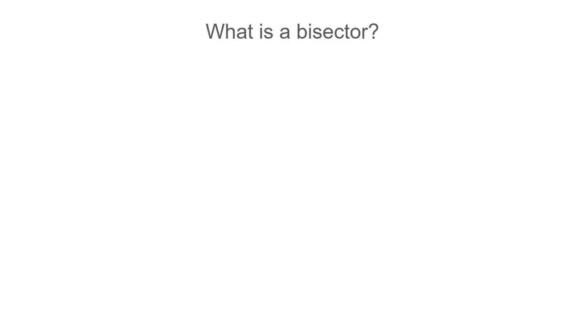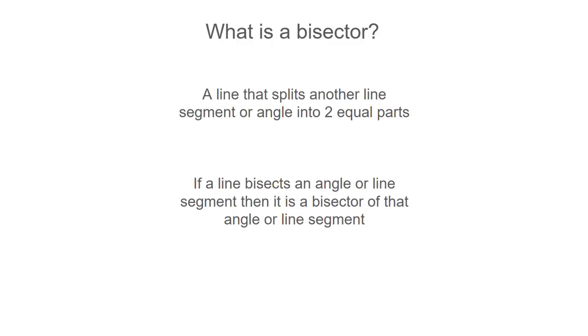Moving on to the second half of this topic, we will discuss bisectors. But you shouldn't have even heard of them yet, so what are they? Well, a bisector is a line that splits another line segment or angle into two equal parts, and the verb form of the word is bisects, which will be used quite often.